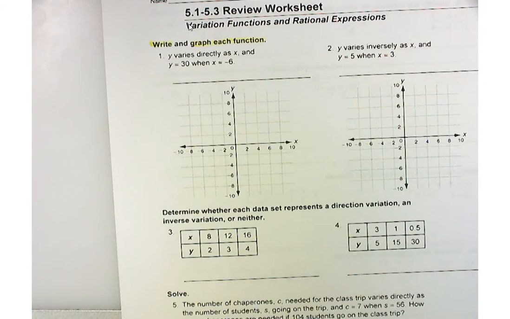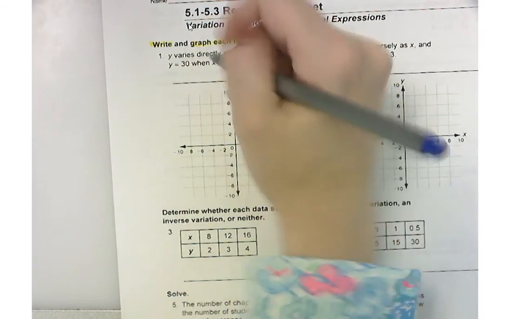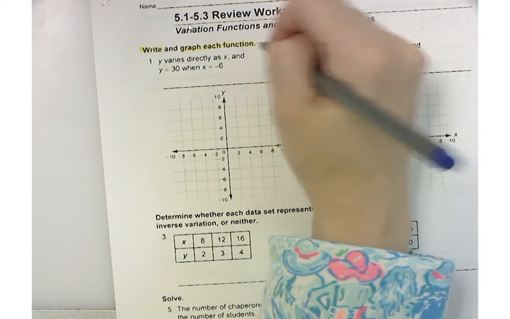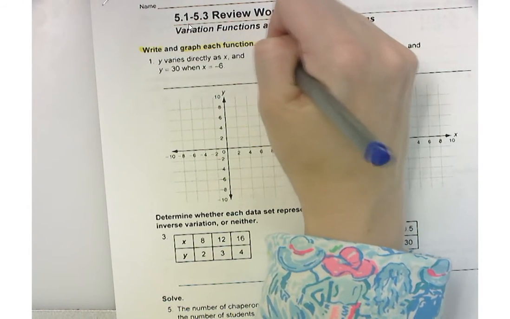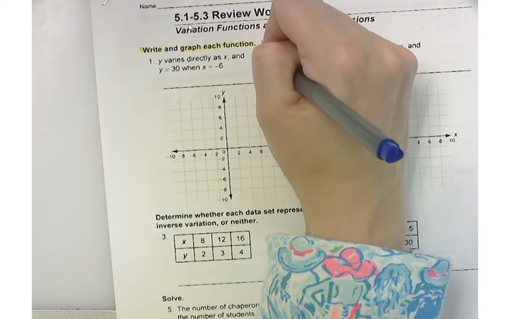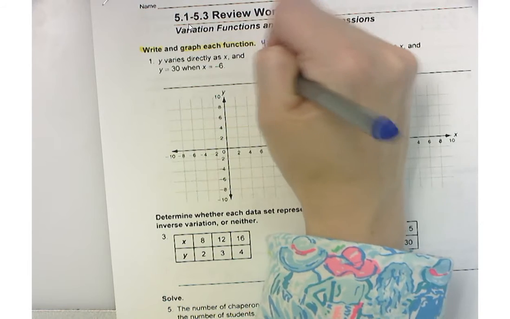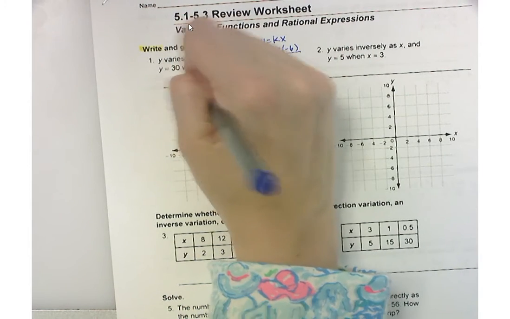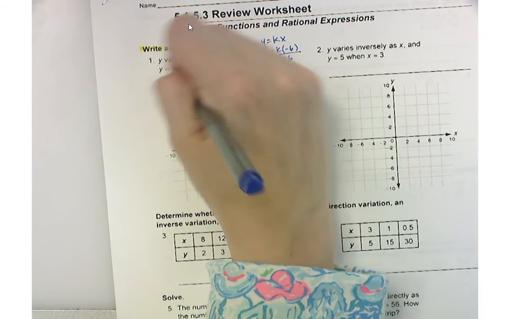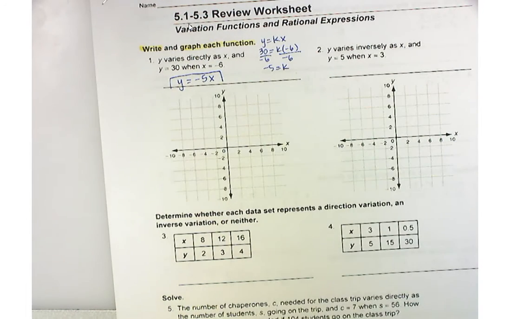So you guys are pretty good at finding your value of k. If y varies directly as x, y equals kx is your equation. So you have 30, when x is -6, divide both sides by -6 to get k is -5. But what you should have on the line is your function. Okay, and every direct variation function is what type?